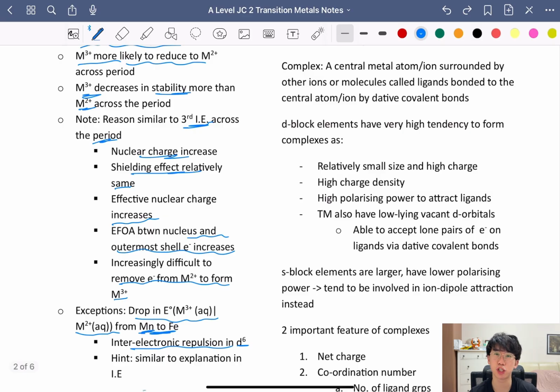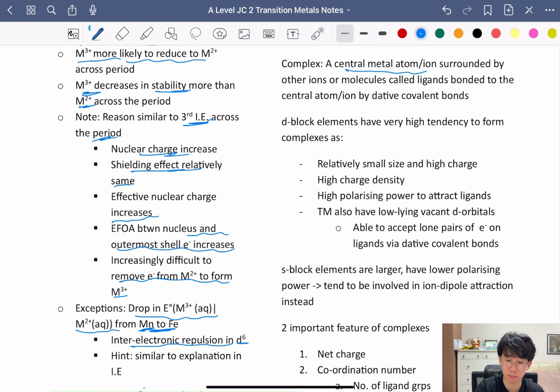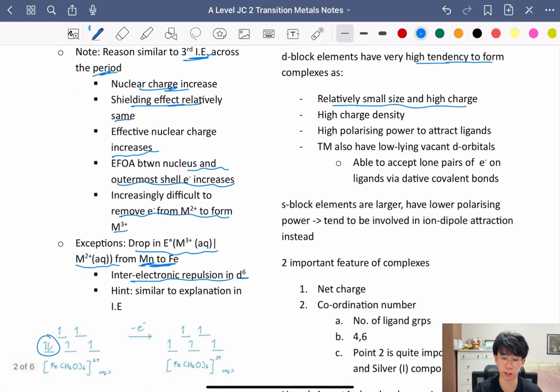Moving next to the formation of complexes. So you must memorize this definition of complexes. Complexes are a central metal atom or ion surrounded by other ions or molecules that are called ligands, and they are bonded to the central atom or ion via dative covalent bonds. Now this is possible for d block elements because they have a relatively small size and higher charge, so higher charge density and higher polarizing power, so it can therefore attract ligands.